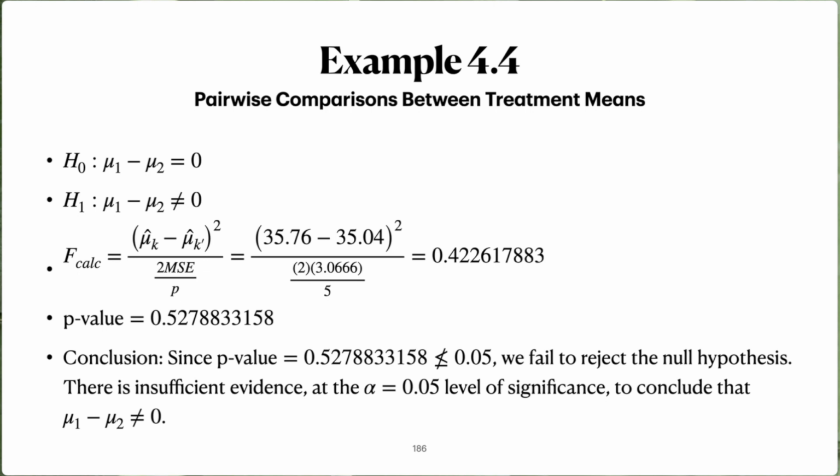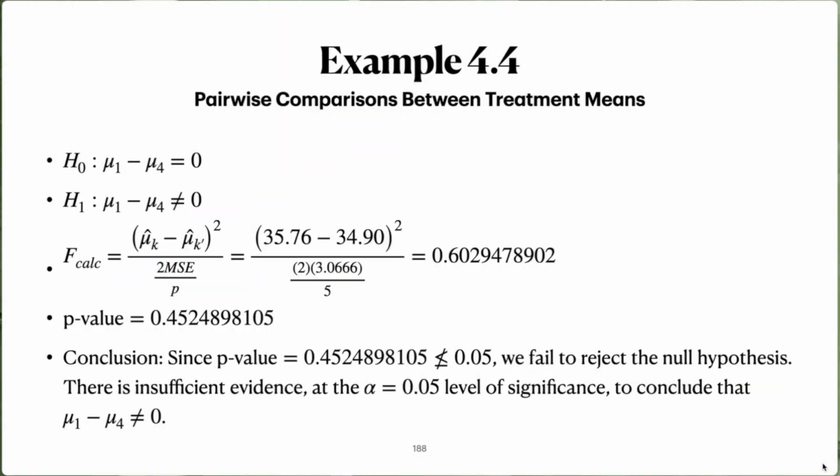So in this case, the F statistic, F calc, is equal to 0.4226 rounded to 4 decimal places. The p-value for this test is 0.52788, and that is not less than or equal to 0.05. And so we would fail to reject the null hypothesis. Therefore, there is insufficient evidence at the 0.05 level of significance to conclude that a difference exists between means 1 and 2.